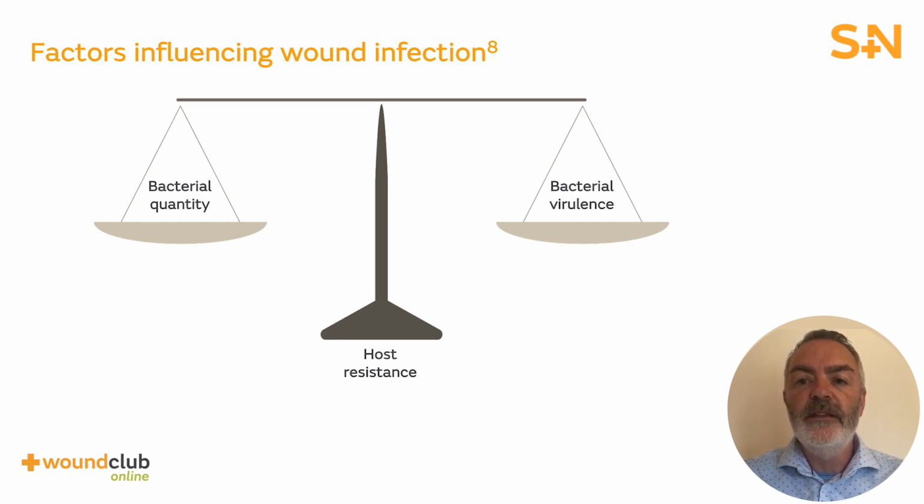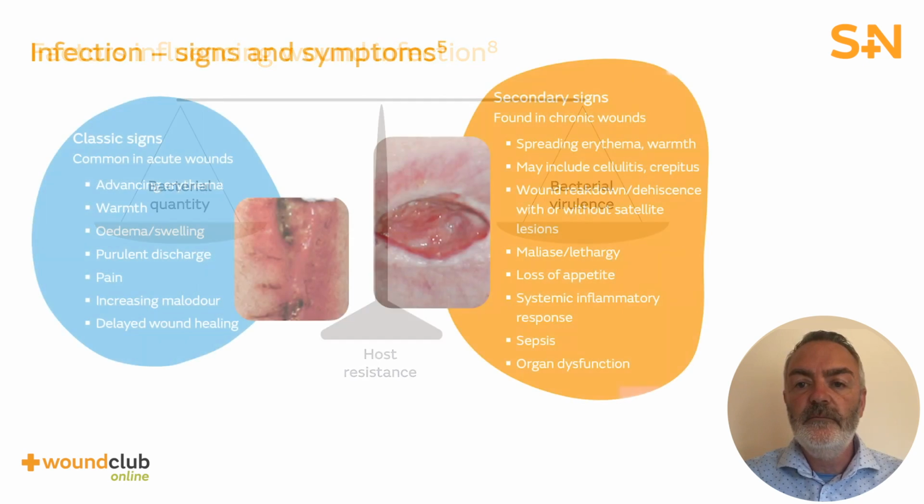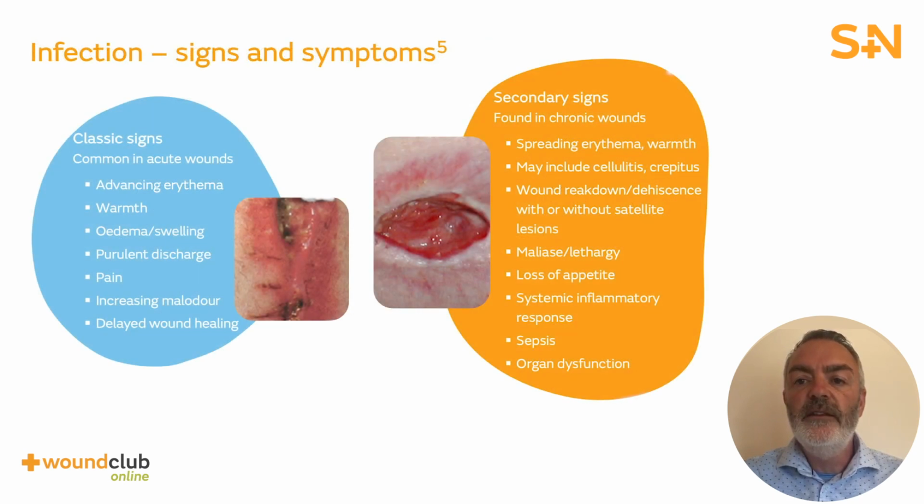Identifying wound infection begins with clinical observations. However, signs and symptoms of an infection in a chronic wound can be subtle and are often overlooked. Let's take a look at the signs of infection. As you see in an infected acute wound, such as a surgical incision, the classical signs are usually present. You can see here these are very familiar signs and symptoms. However, with a chronic wound infection, the less familiar secondary signs of infection are more common than the classical signs.